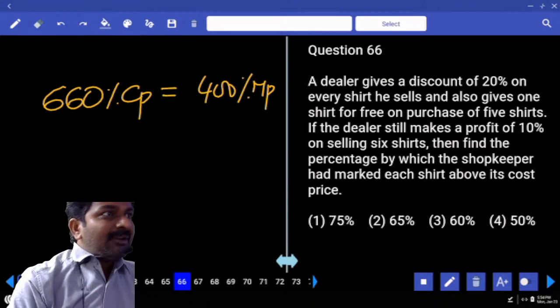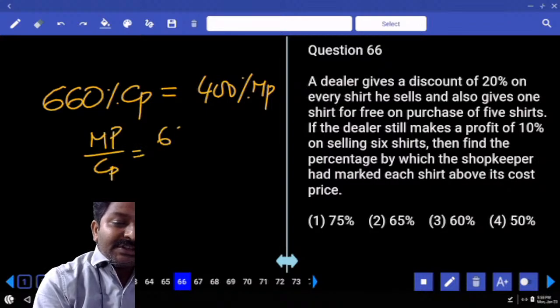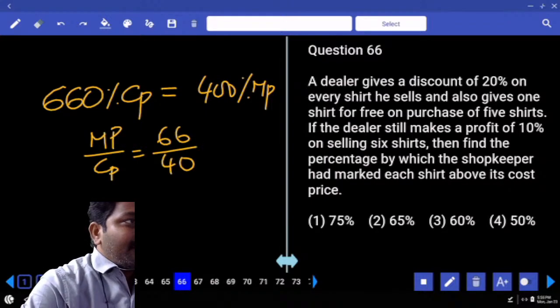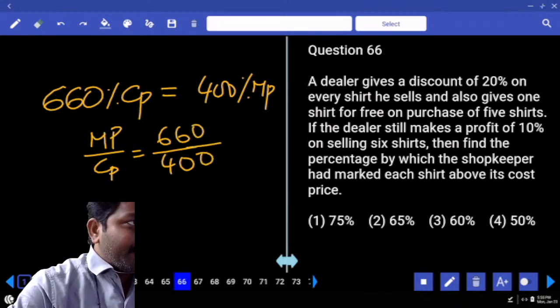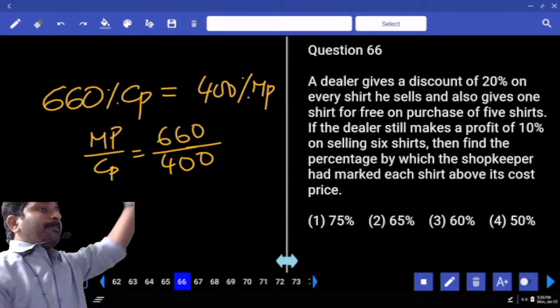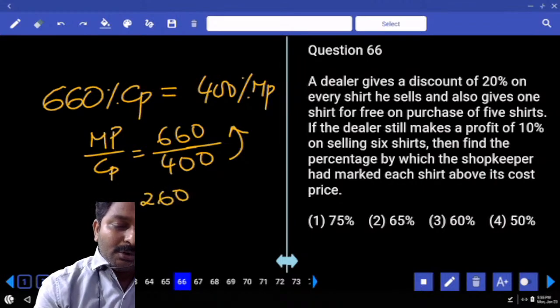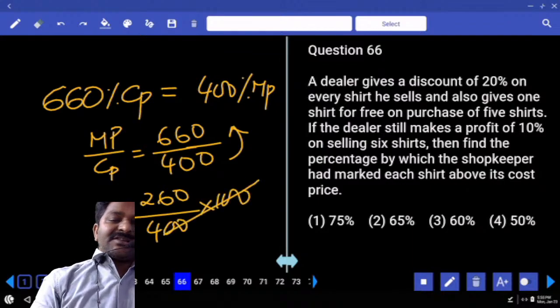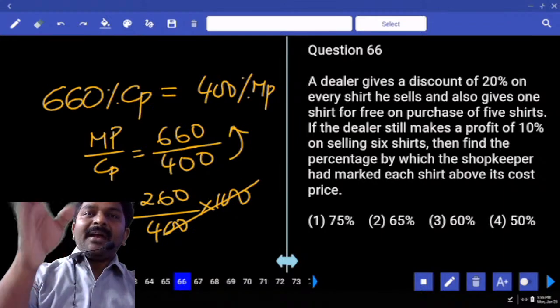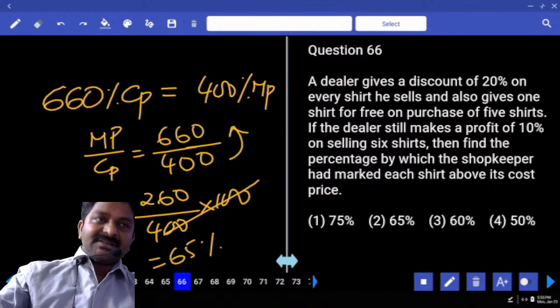That means both are equal only. Market price by cost price is equal to 66 by 40. I am writing the simplified value. Actually, it should have 0, 0. Now the question is, market price is what percent above the cost price? Market price is how much above the cost price? 260 upon 400, percentage into 100. 2 zeros cancel. 260 by 4. Half and half: 260 half is 130, half is 65%. That's it.